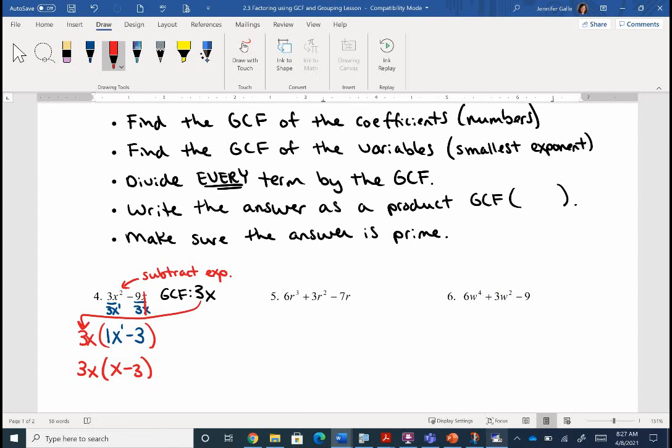The very last step says make sure your answer is prime. Well, as I look at my x minus 3, is there a number or variable that I could divide those by anymore? No, I'm stuck. I've got a 1 and a 3. Only 1 divides those. My first term has an x, my second doesn't. So I'm stuck. It's prime. That's our goal. That's the form we're going for with factoring. We went in the reverse of the distributive property.